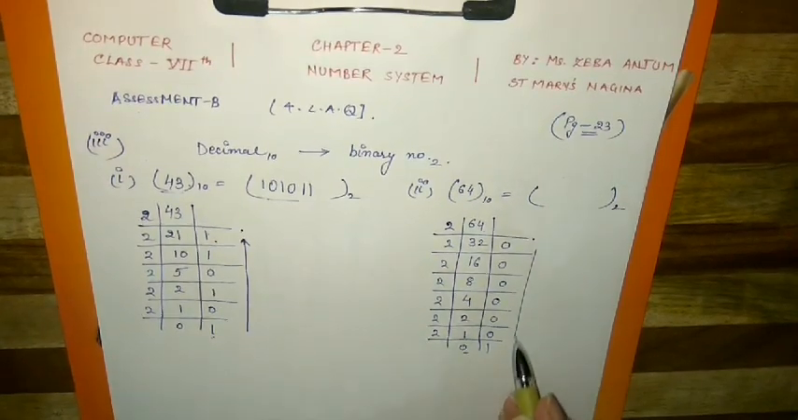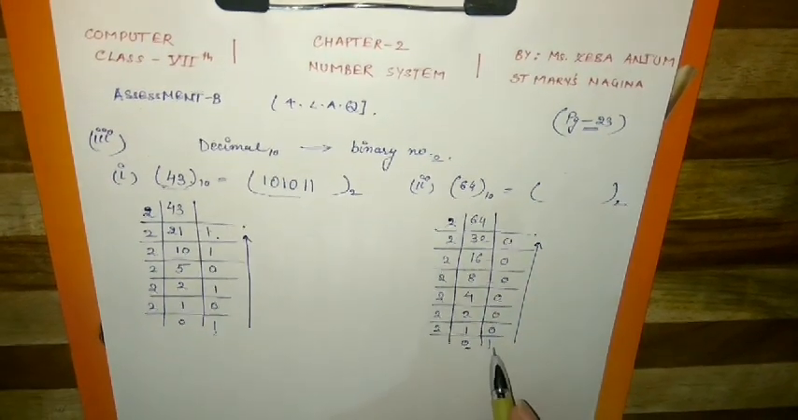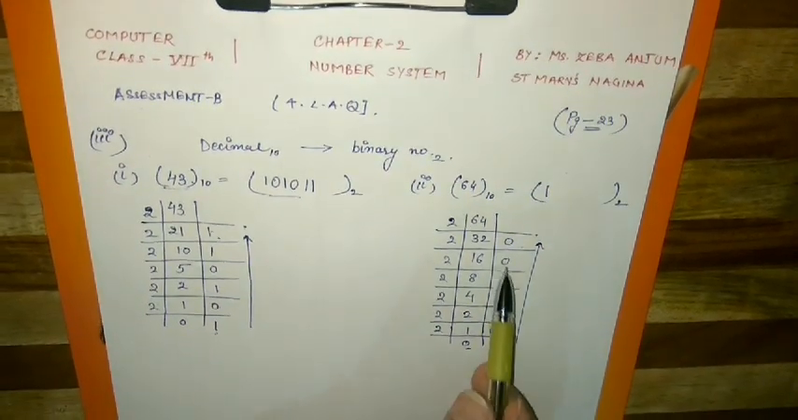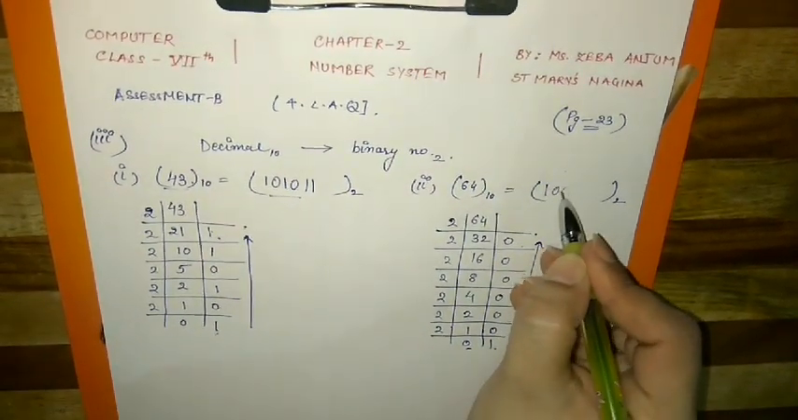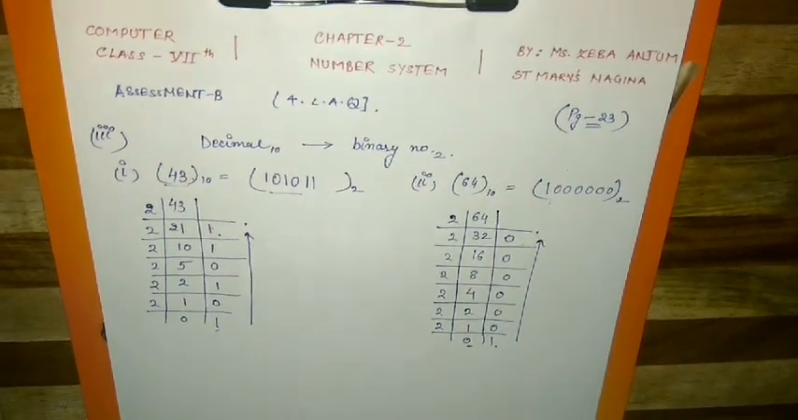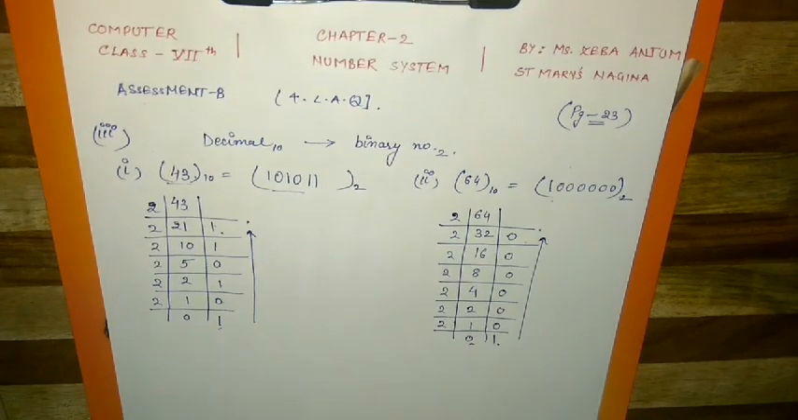Now again make an arrow. Start writing from the bottom till top. So firstly 1 will come, then 6 times, 1 2 3 4 5 6, we are going to write down zeros over here. Okay, so I hope the question is clear.